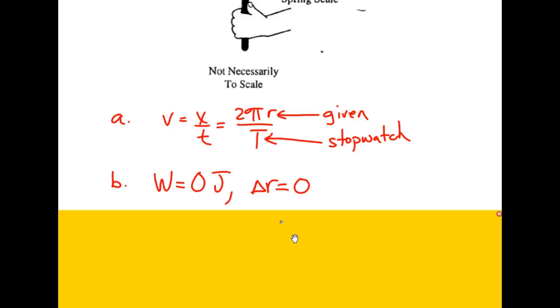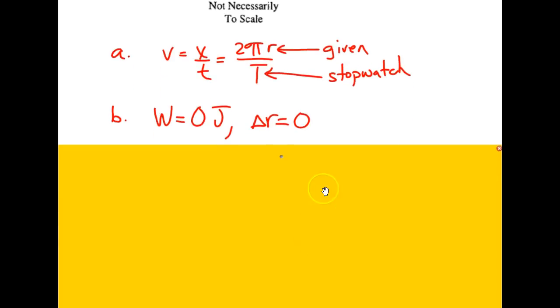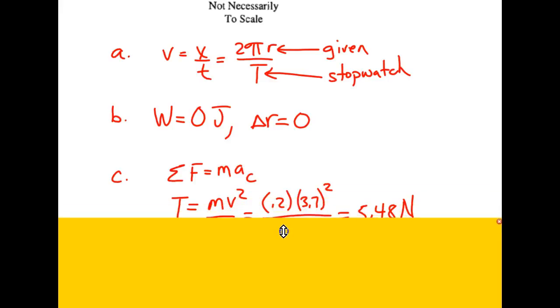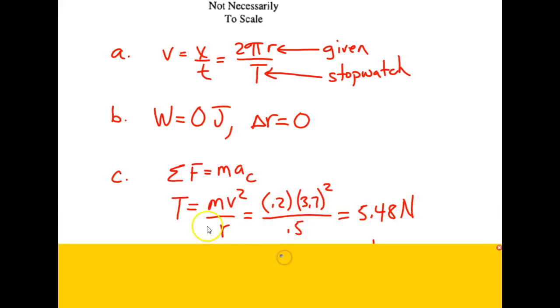C, the speed of the ball is determined to be 3.7 meters per second. Assuming the cord is horizontal as it swings, calculate the expected tension in the cord. As just mentioned, when we do our Newton's second law summation, sigma F equals ma, the ball is accelerating because it's traveling in a circle, so it's centripetally accelerating. The only force causing it to stay in the circle is the tension in the cord. So T equals mv squared over r.